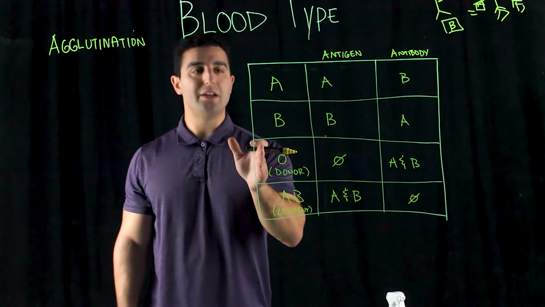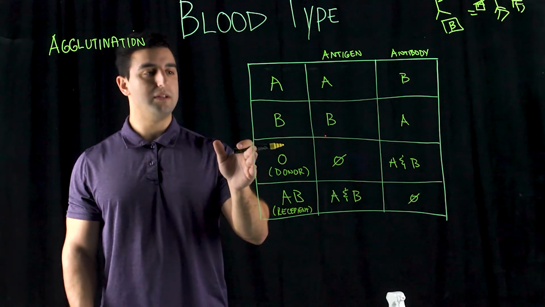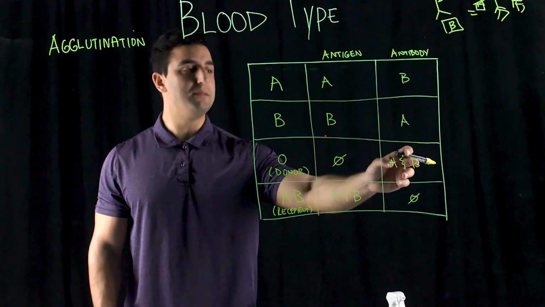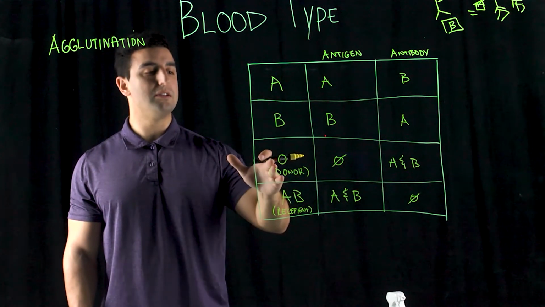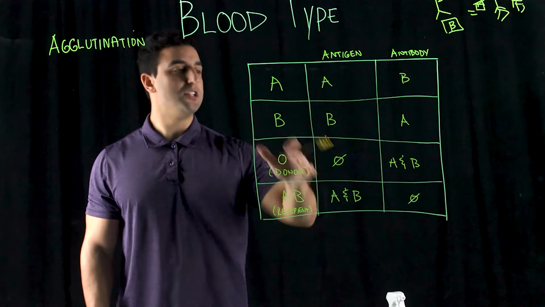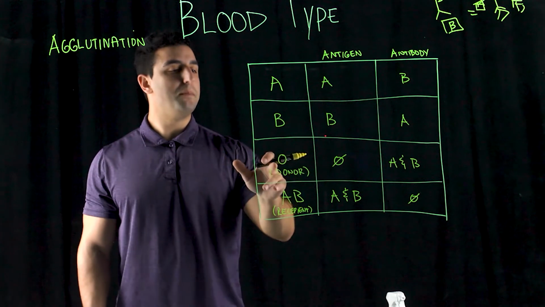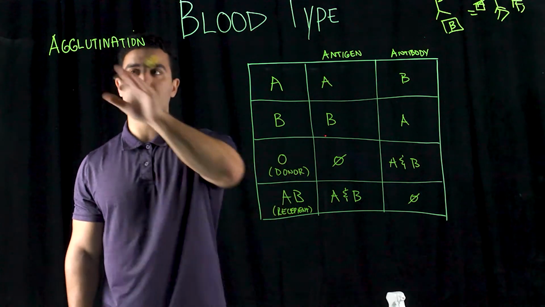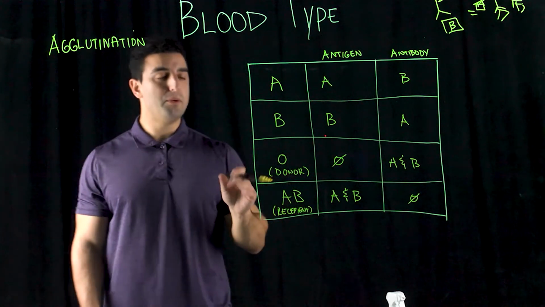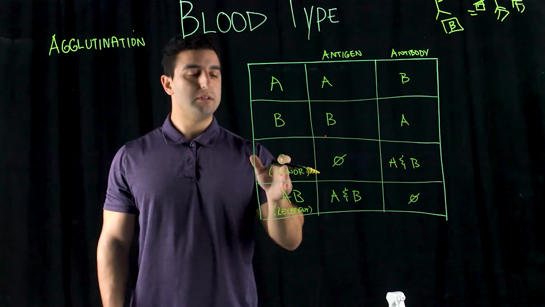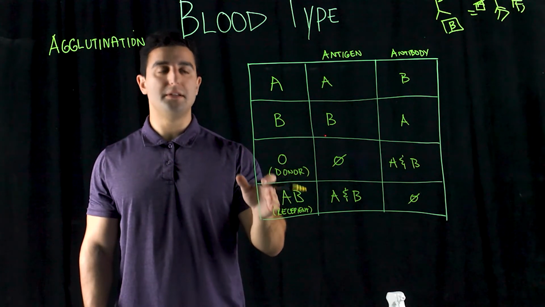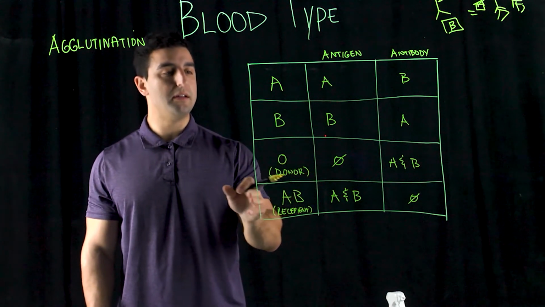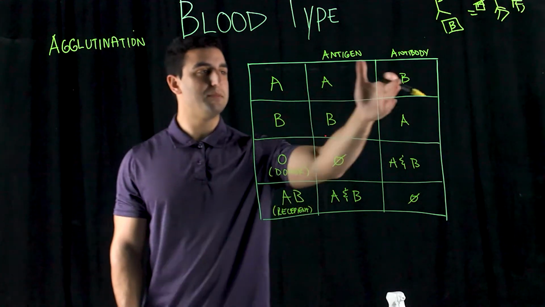The Os can donate to everybody, but they can only receive from Os because they have both A and B antibodies. If type A blood tried to go into the O, the A antigens would bind to the A antibodies of the type O, and this would lead to agglutination. It's really important to understand what's going on. Versus vice versa, type AB can only give blood to ABs because every other type will have some kind of immune response.